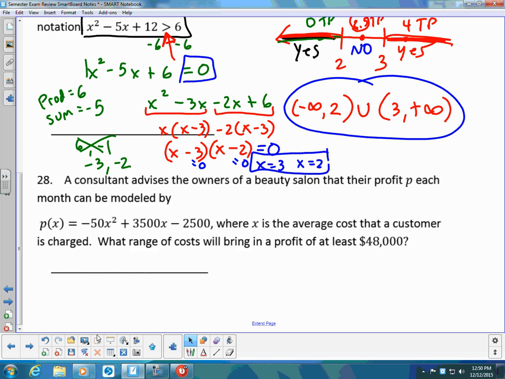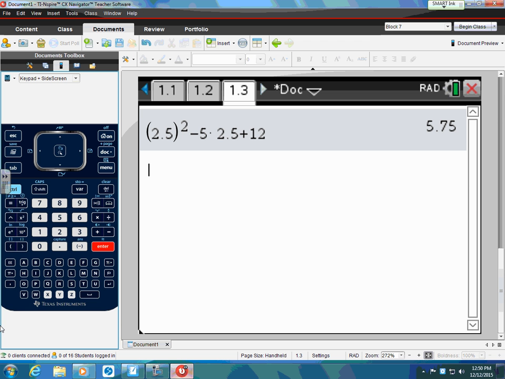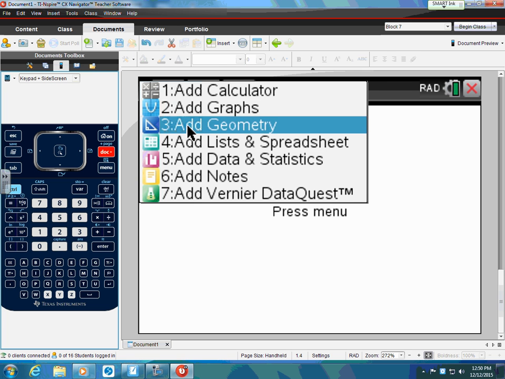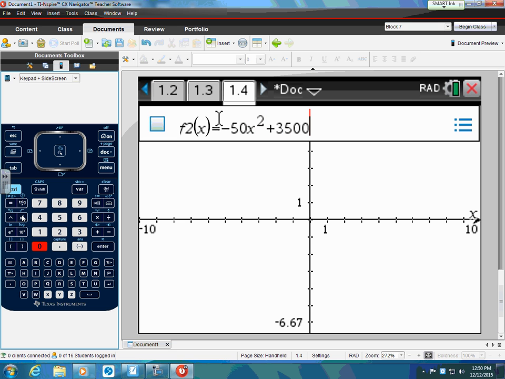So let's do this whole thing on the calculator. We basically are wondering, when is negative 50x squared plus 3,500x minus 2,500 going to be at least 48,000? So greater than or equal to 48,000. So that's what we're going to enter in our calculator. We need to do this on a graphs page. Okay, so I'm going to do negative 50x squared plus 3,500x minus 2,500.